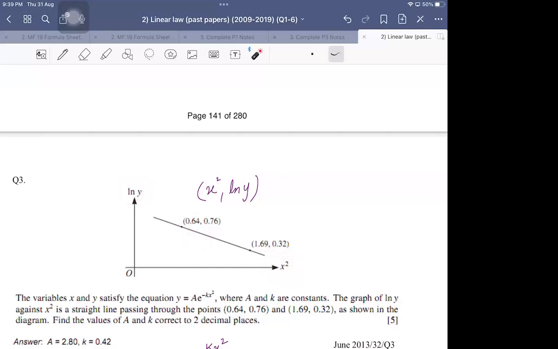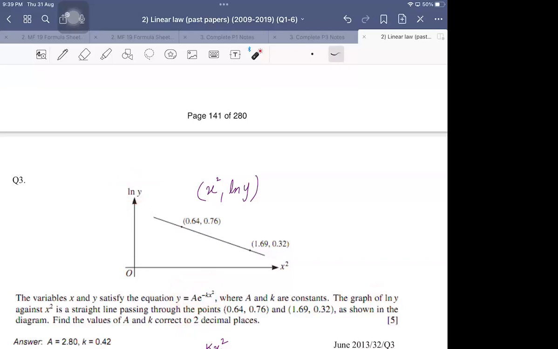The variables x and y satisfy the equation where a and k are constant. We have 2 points given. Now what's the next step? The first step is to transform this implicit equation into linear form. For that, we take ln or lg on both the sides, but over here we know that the graph of ln y is being displayed in front of us. So we need to take ln on both the sides.